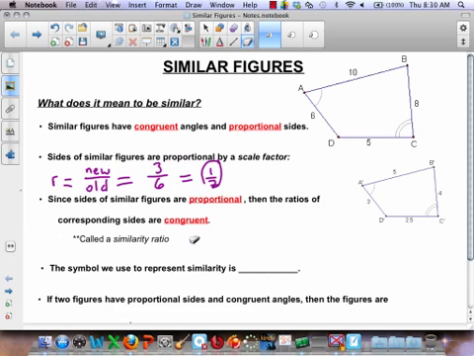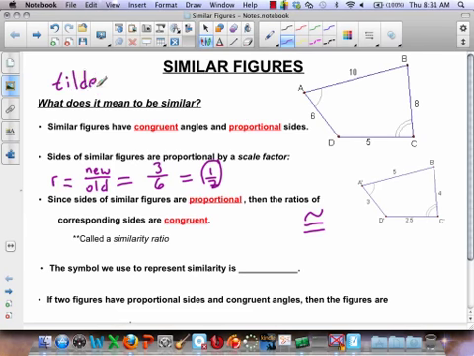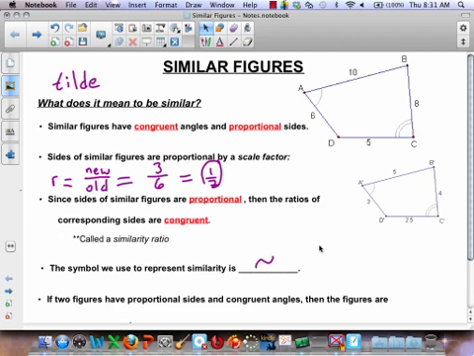Now, what's the symbol that we use for congruent? The equal sign with the tilde on top. Part of being congruent is being equal, right? Are similar shapes equal? No. So therefore, the symbol that we use for similarity is just the tilde.